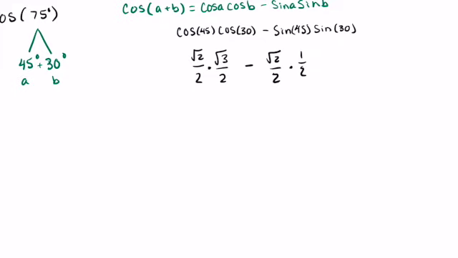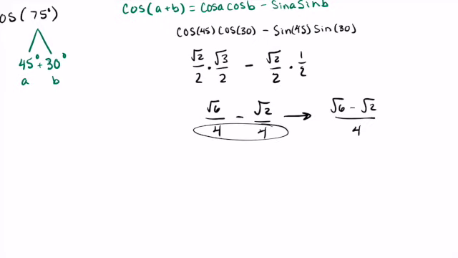Now we just simplify it out. That gives me root 6 over 4 minus root 2 over 4. Make it one fraction. So we have root 6 minus root 2 over 4. They combine because we have common denominators. And this is our answer. Now, if you've watched my video on the sine sum and difference, you'll notice that this answer looks extremely similar to some of the answers we got in there, and that's because it is.